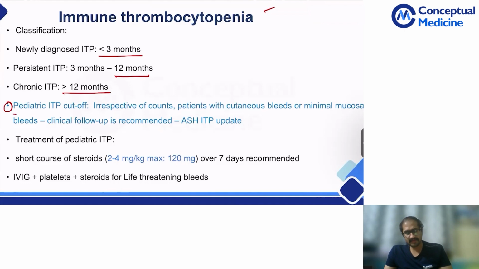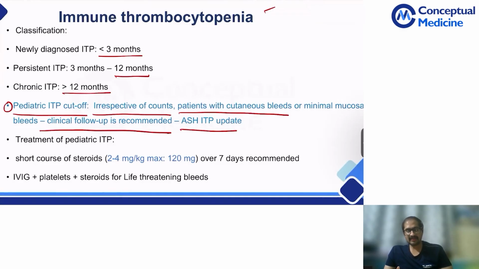What does the pediatric ITP guideline say? Irrespective of count, even if the platelet count is in the single digit, in a patient with minimal cutaneous bleeds, only clinical follow-up is recommended. So this is the latest American Society of Hematology ITP update. Please remember this.